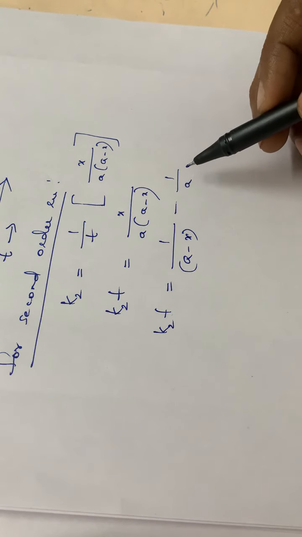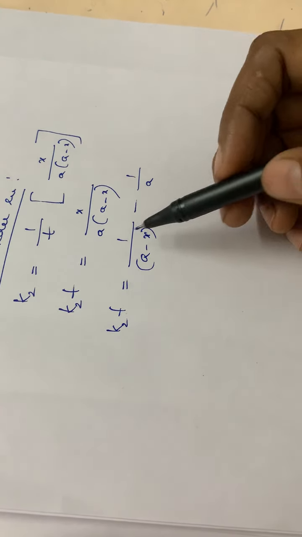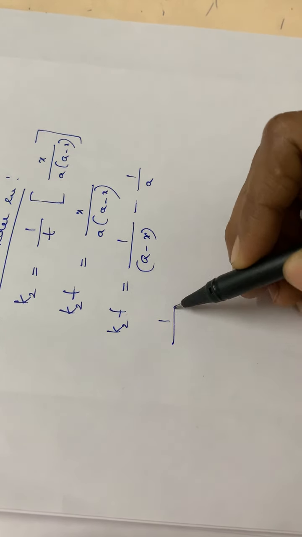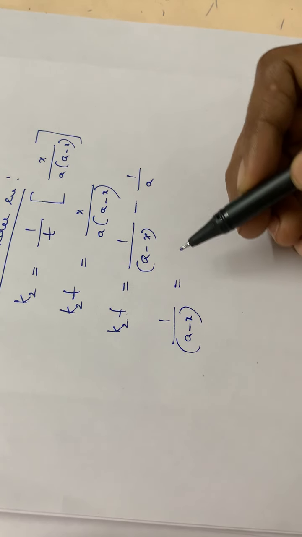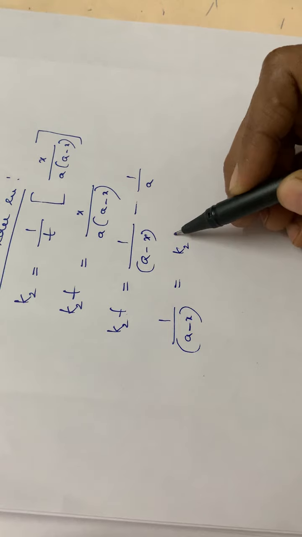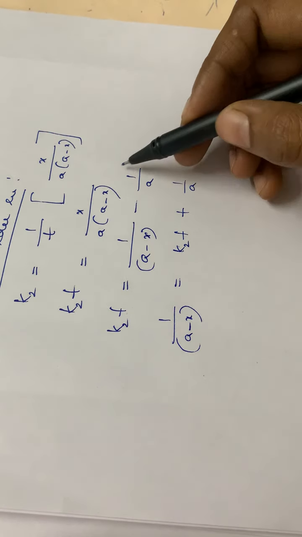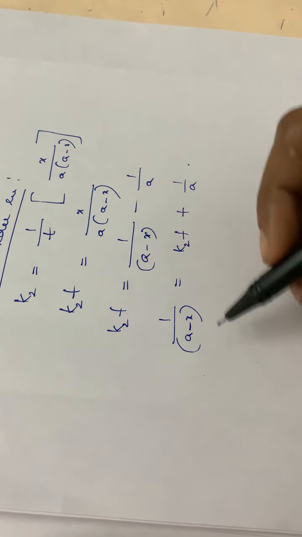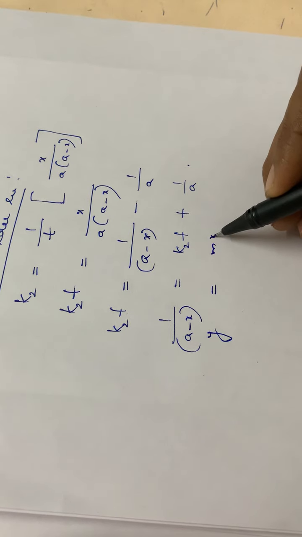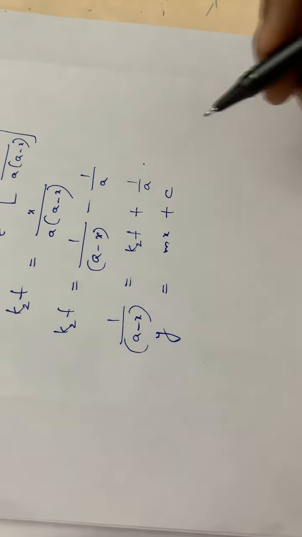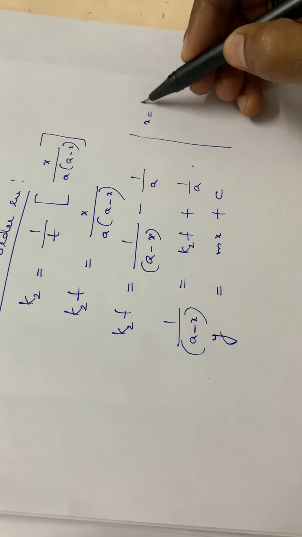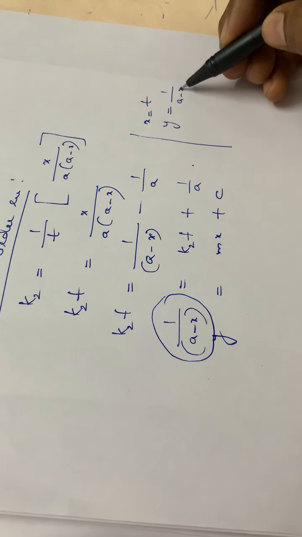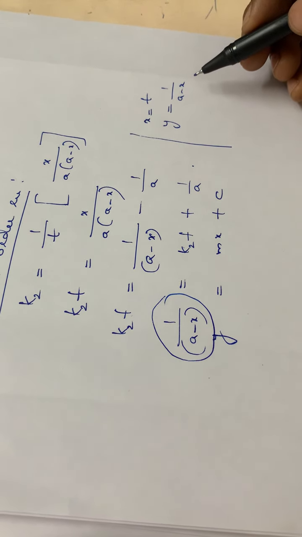Then again you have to write this equation in the form of a straight line. So you have to convert it into that form. 1 by (A minus x) is equal to K2t plus 1 by A. This 1 by A will be going to the right side. So this is the equation for a straight line, y is equal to mx plus c. Then what about x and y here? x is equal to t, then y is equal to this term, y is equal to 1 by (A minus x).